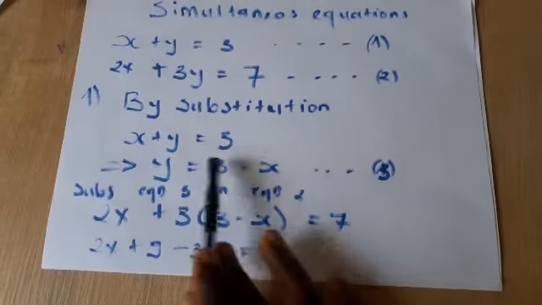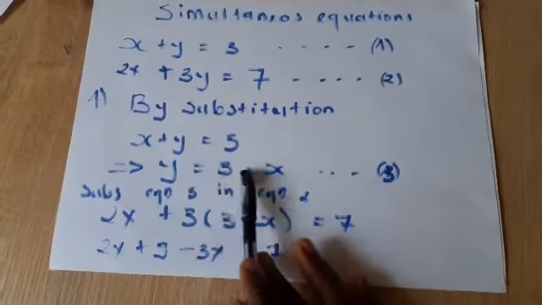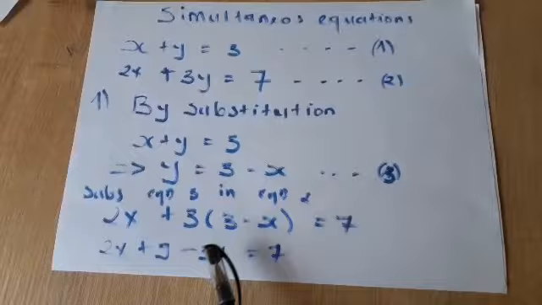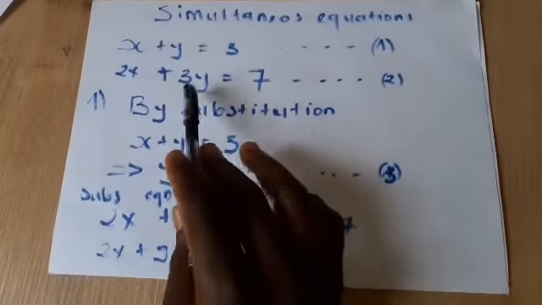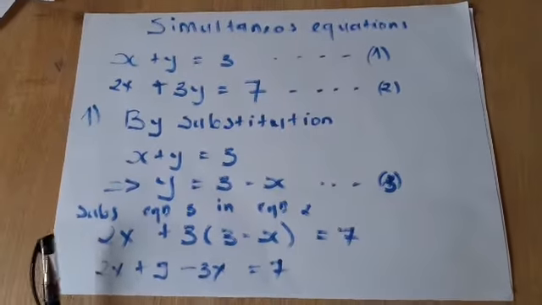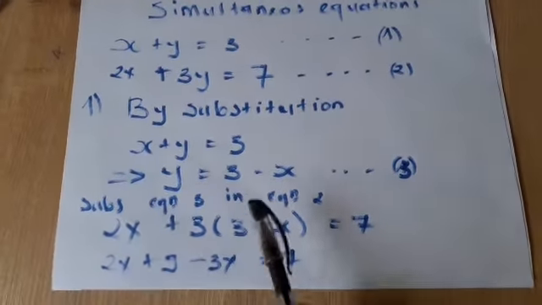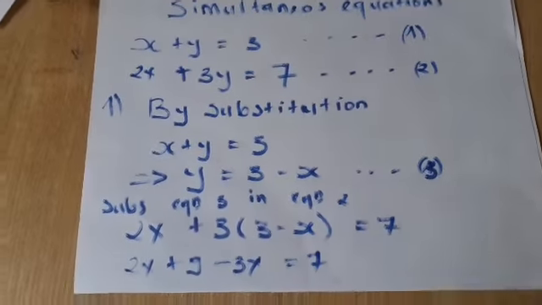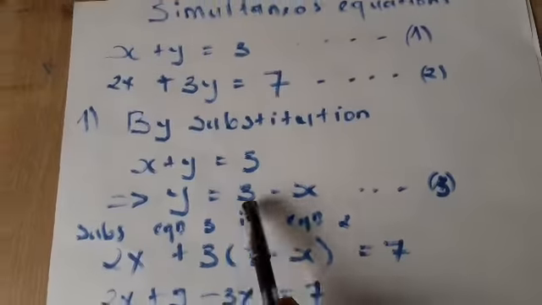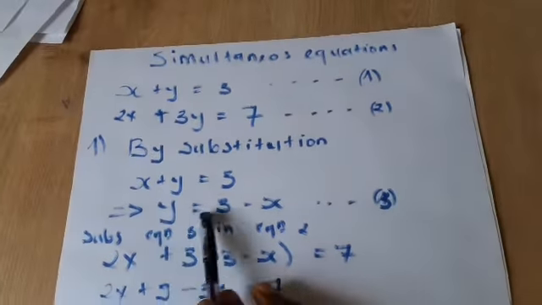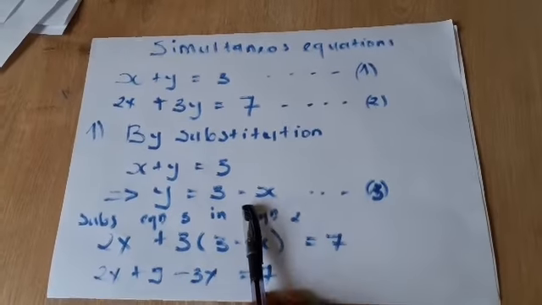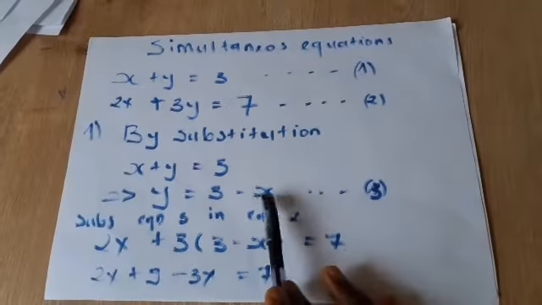I now substitute the value of y obtained here into the other equation. I do not substitute the value of y back into the same equation I made it the subject of the formula. It won't work. You will obtain something maybe like 0 equals 0. So here I'll make y subject of the formula, and I'll call it equation 3: y equals 3 minus x.